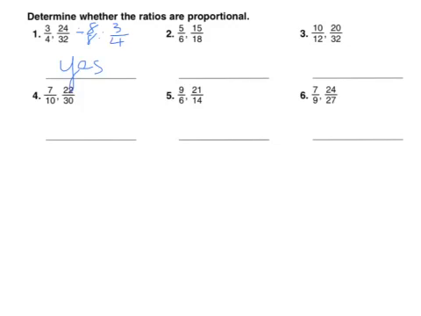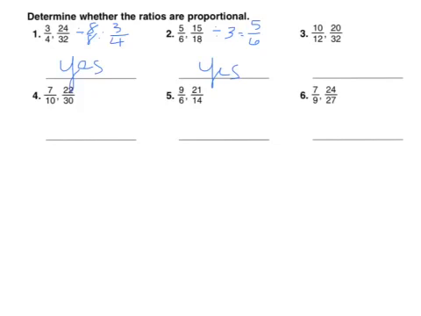Let's see here, we've got 5/6 and 15 over 18. Well, 5/6 cannot be simplified anymore, so we can just worry about this one. So I'm going to divide each of these by 3. Well, 15 divided by 3 is 5, and 18 divided by 3 is 6. 5/6, yes, this is also proportional.